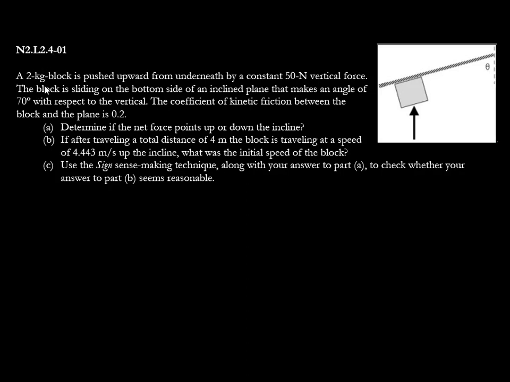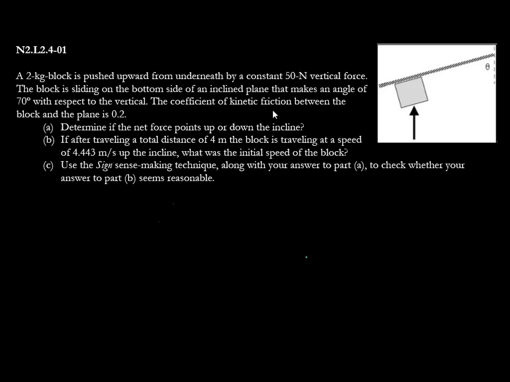N2.L2.4. A 2 kg block is pushed upwards from underneath by a constant 50 Newton vertical force. The block is sliding on the bottom side of an inclined plane that makes an angle of 70 degrees with respect to the vertical. The coefficient of kinetic friction between the block and the plane is 0.2. So part A is asking us to determine if the net force points up or down this incline. So basically, what is the direction of motion of this block?